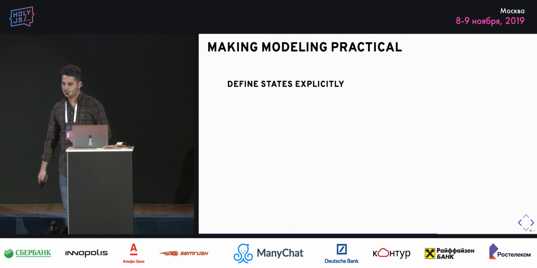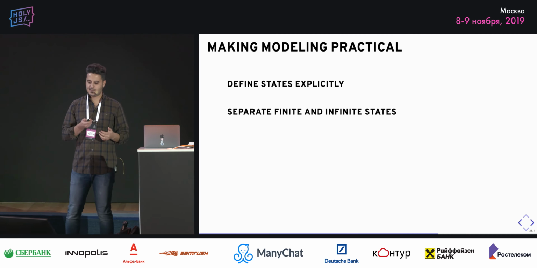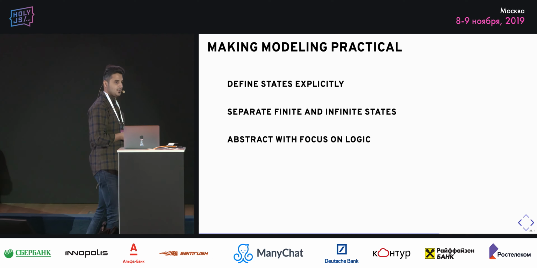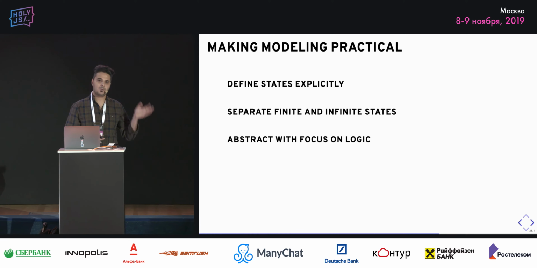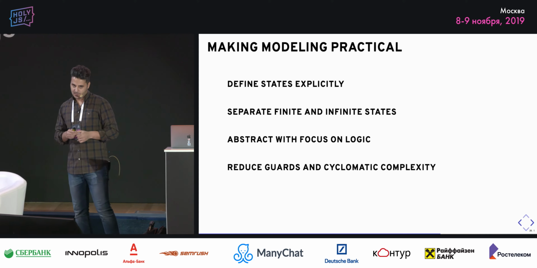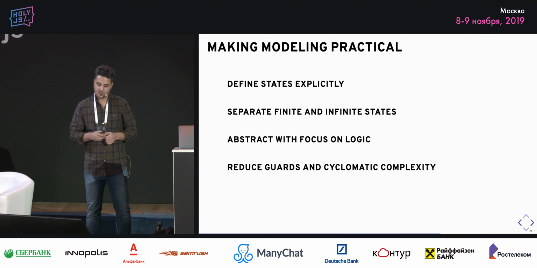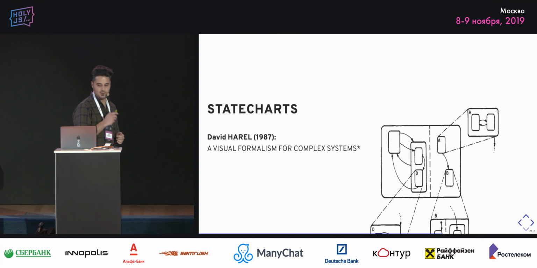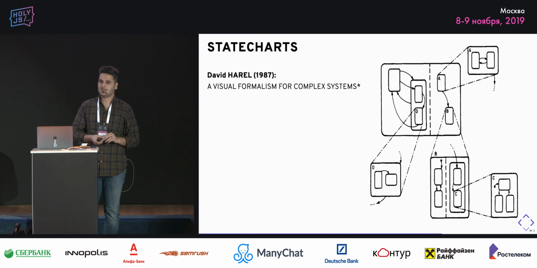So we need a practical way to model, not only gets the states explicitly and separates finite and infinite, but also gives us a focus on the logic by abstracting all those implementations away and reduces the guards and all those conditional paths that we saw in cyclomatic complexity, and is also capable of modeling complicated graphical user interfaces. And that's what we call statecharts.